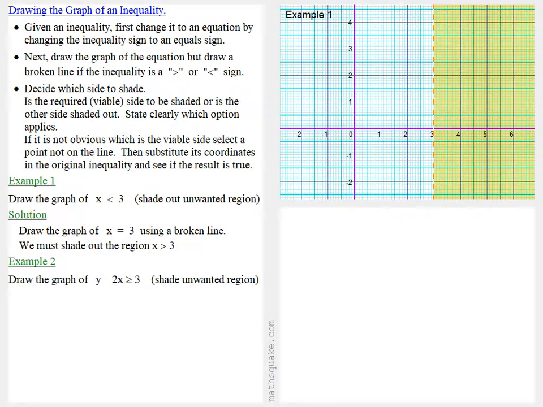In example 2, we've got to draw the graph of y minus 2x is greater or equal to 3.